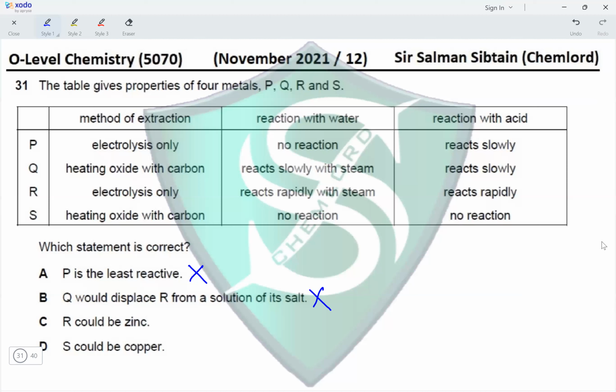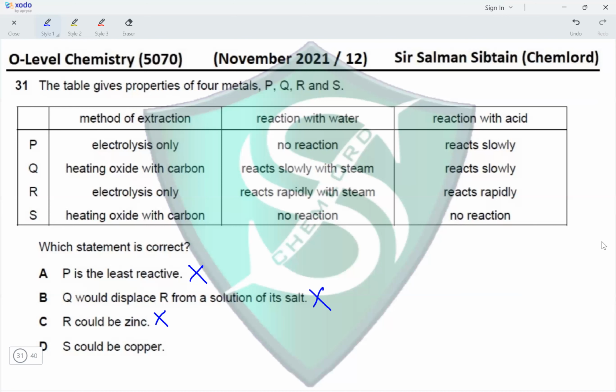R could be zinc. Now, if R was zinc, it would not react rapidly with steam because zinc would not react with steam. Zinc is amphoteric, and amphoteric elements do not react with water. So C is wrong. So this leaves D as the correct option.